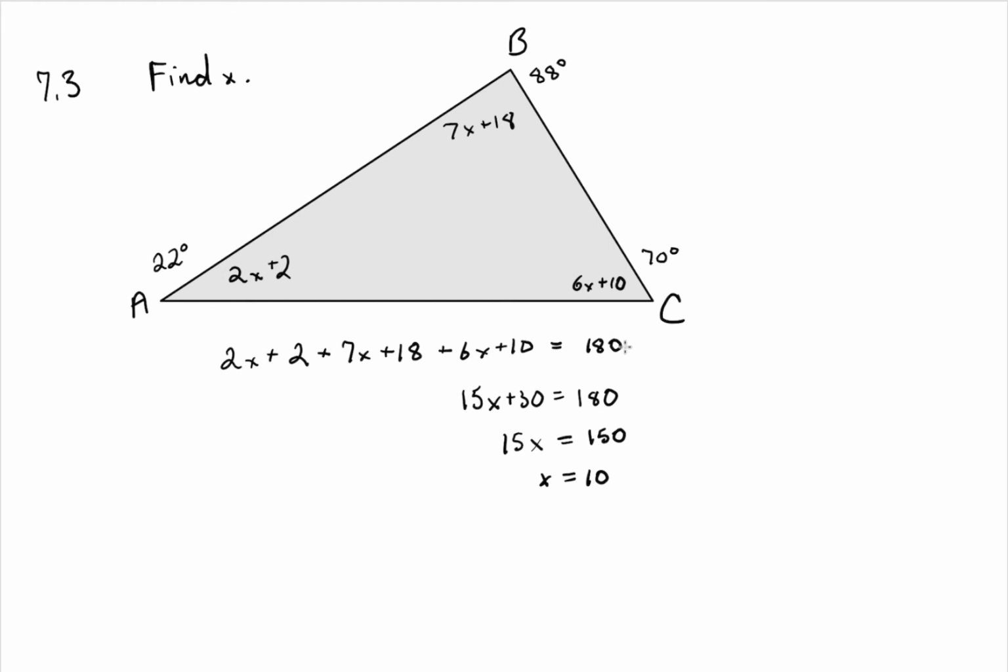All right, so now we've got some angles that we need to think about. I'm going to clear the page. And in 7.4, we have 4 parallel lines.